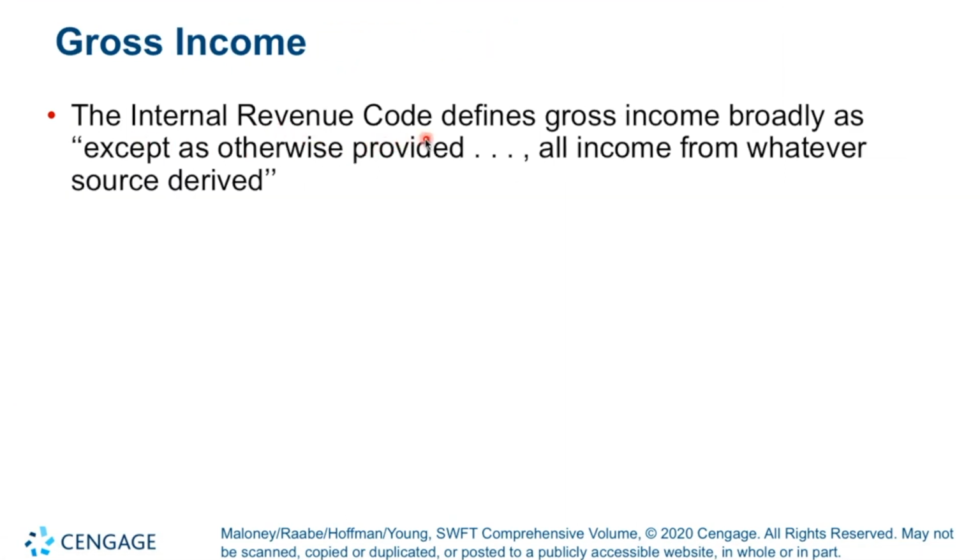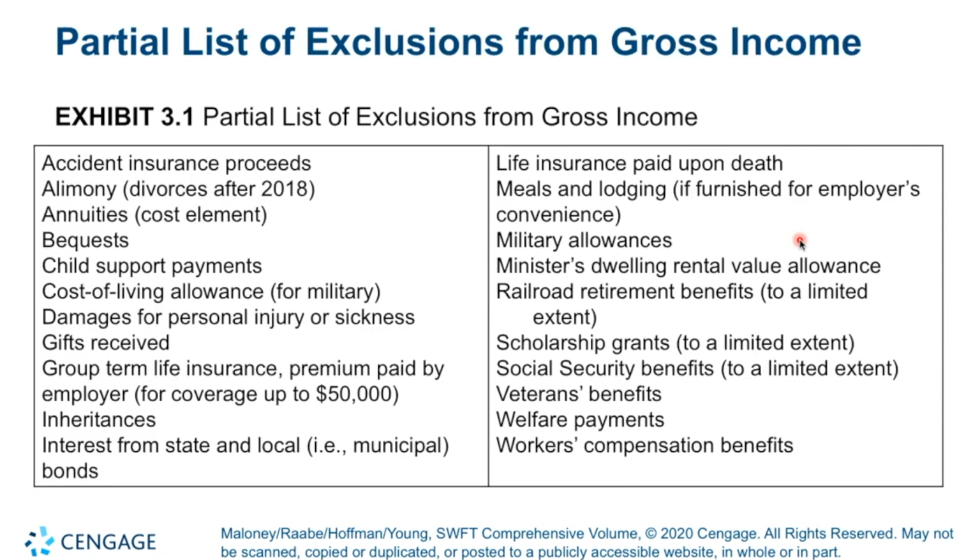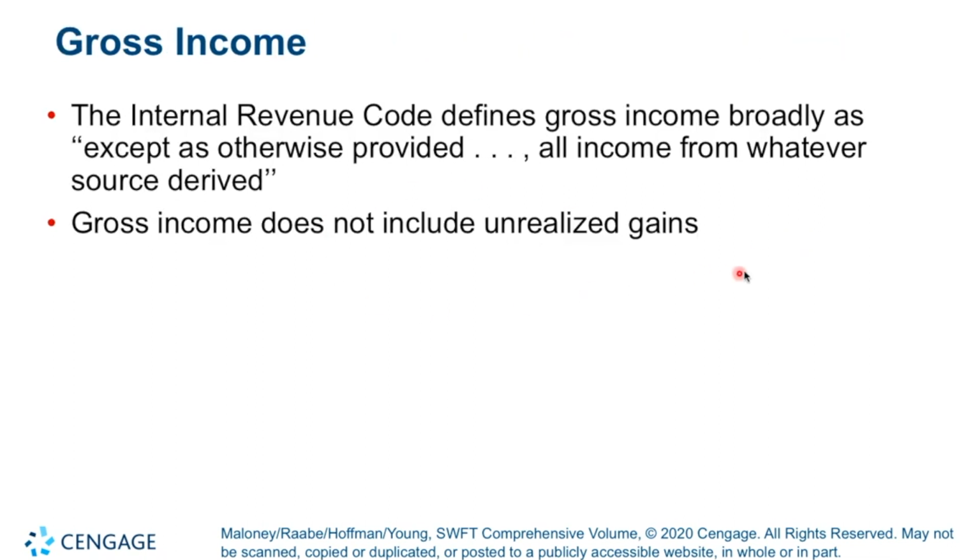IRC, Internal Revenue Code, defines gross income broadly. It's all income from whatever source except as otherwise provided. So that means except if it's specifically excluded, it's included. Gross income does not include unrealized gains. This is something that will come up later on with buying and selling assets like a house.